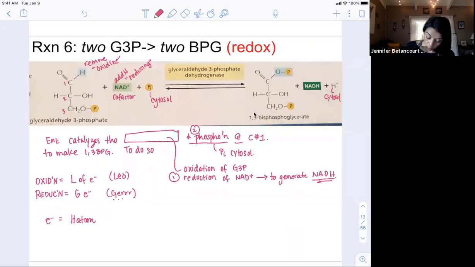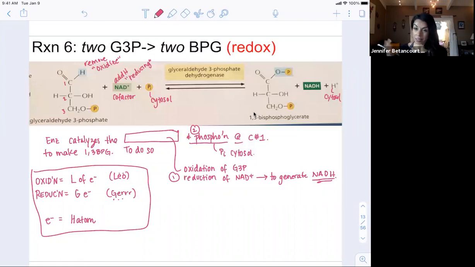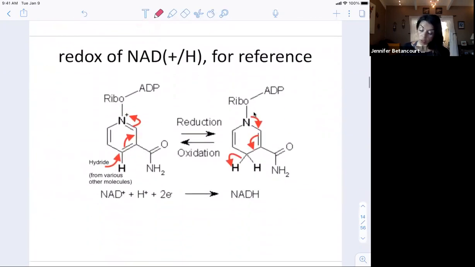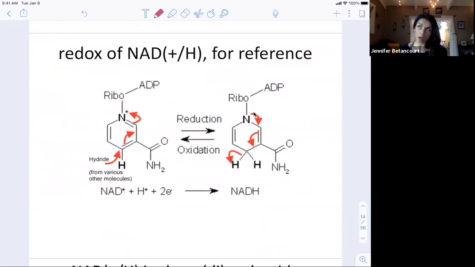This is really important because we're going to see NAD+ and NADH used as a cofactor a lot of times throughout, maybe not any more times throughout glycolysis, but definitely in the citric acid cycle. I just want to show you, because every semester someone always asks about NAD and what exactly is happening.